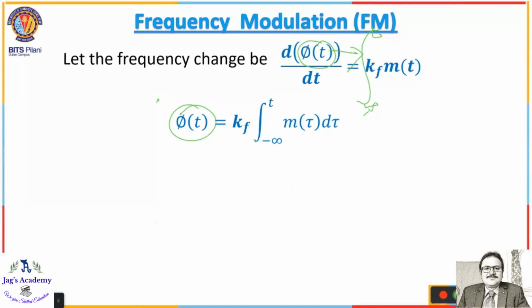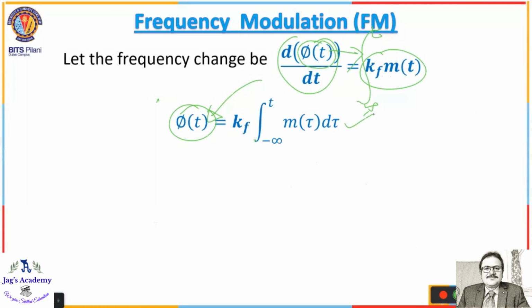Right? That instantaneous frequency change which is happening in your FM wave, when it depends on your message signal, when you represent it in terms of frequency, it is kf into m of t. When you represent it in terms of phase angle, it is kf into the integration of m of tau d tau.